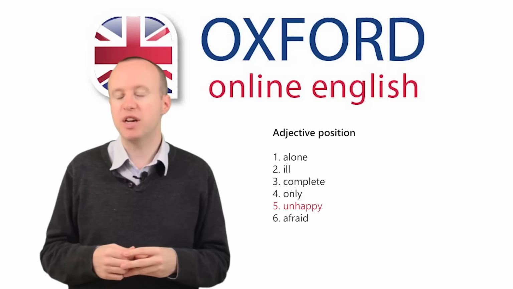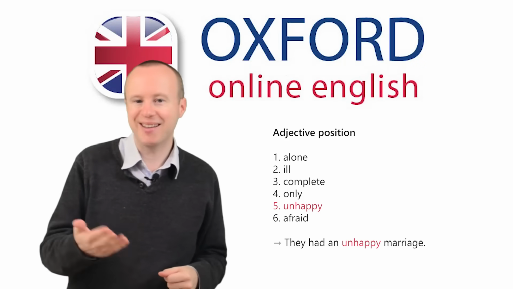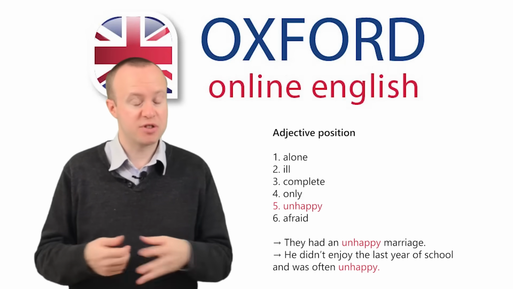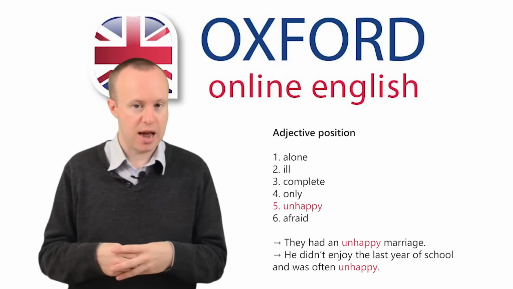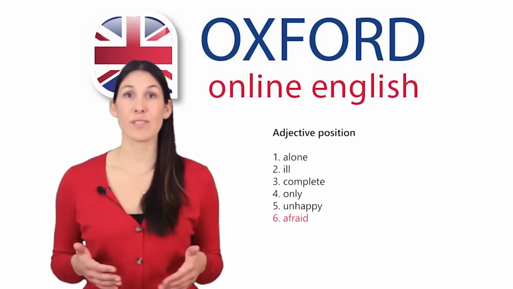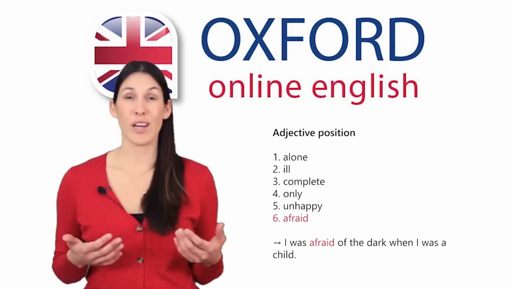Unhappy can be used in both positions. For example, they had an unhappy marriage, or he didn't enjoy the last year of school and was often unhappy. Finally, afraid is only used after the noun. For example, I was afraid of the dark when I was a child.